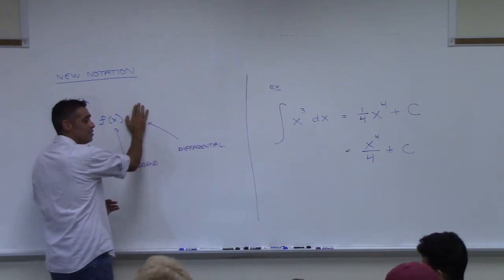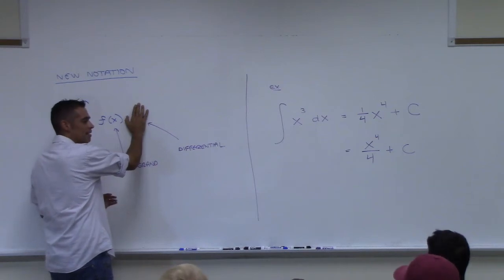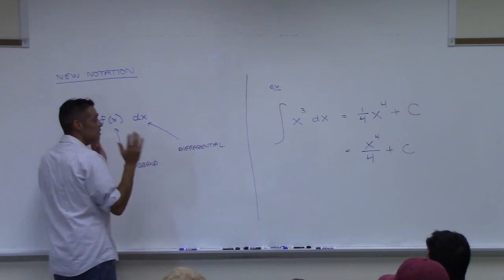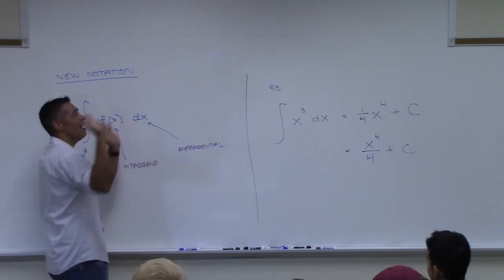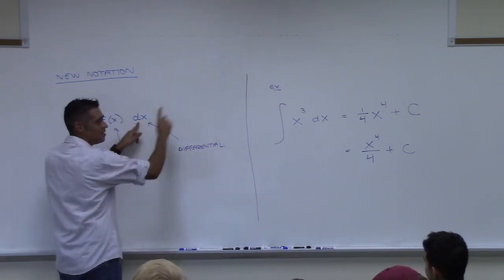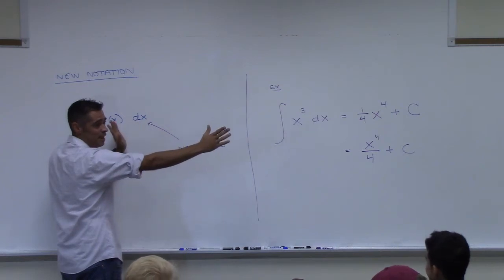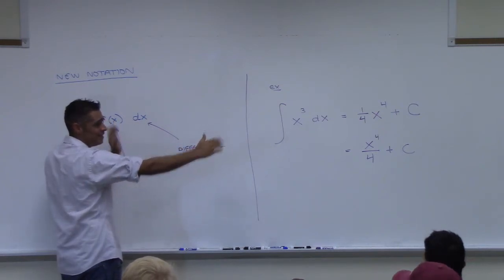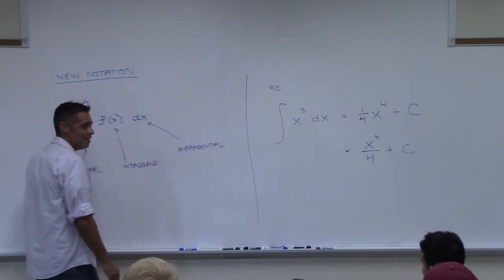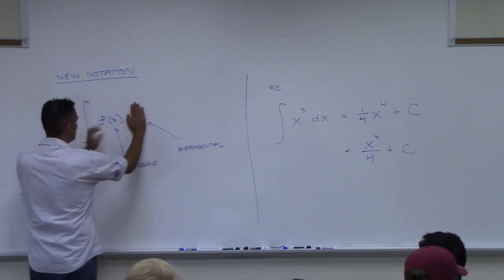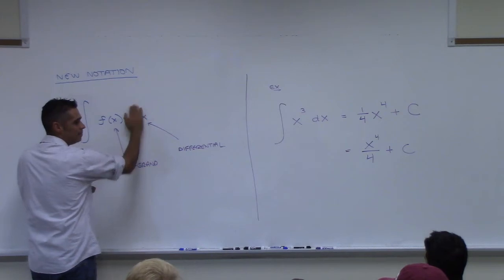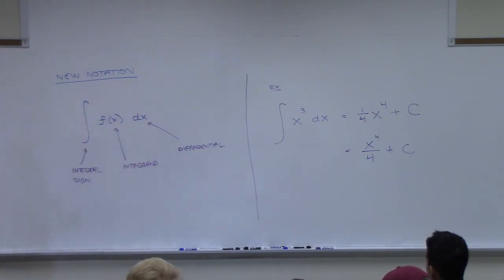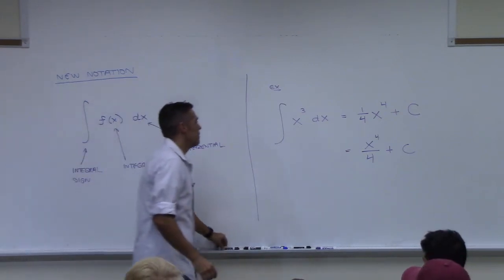A lot of students have trouble with this, and they're like, where did the dx go? Like, where is that in the answer? So if this helps you, even though it's completely not right, the dx just turns into the c. And maybe that'll help you not forget your c. Okay? Really, it's this, though. Find the antiderivative of that function. All right? Anything else? All right.